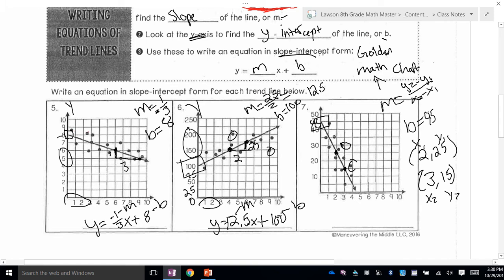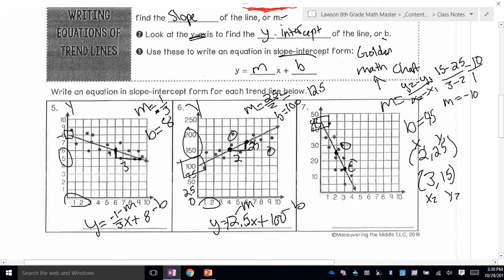Okay, I'll rewrite my slope formula. y2 is 15 minus 25, which is my y1, over 3 minus 2. When I simplify that, 3 minus 2 is going to give me 1, and 15 minus 25 will give me a negative 10. And when I simplify that, my slope would equal a negative 10. So m equals negative 10.